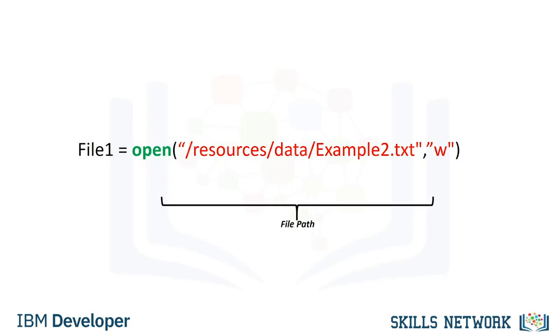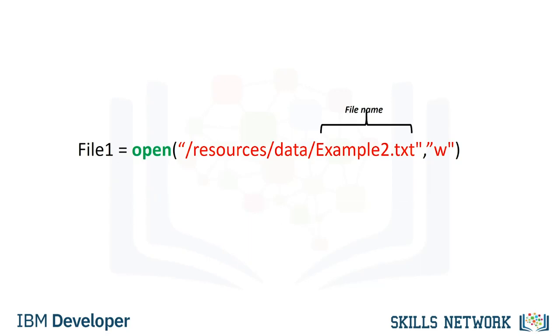The first argument is the file path. This is made up of the file name and the file directory. The second parameter is the mode. Common values used include r for reading, w for writing, and a for appending. We will use r for reading. Finally, we have the file object.